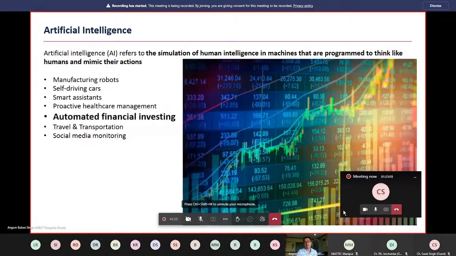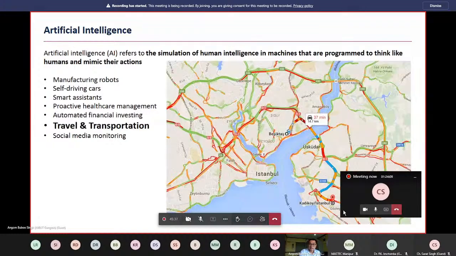And of course, in the financial world, automated financial investment programs are there that can predict whether the market will go up or down. In travel and transport, many people might have used Google Maps and all. They predict where the traffic conditions are and reroute us to a better route, so the navigation will be easier for us, and we reach the destination earlier, right? So such things are available through the help of artificial intelligence.